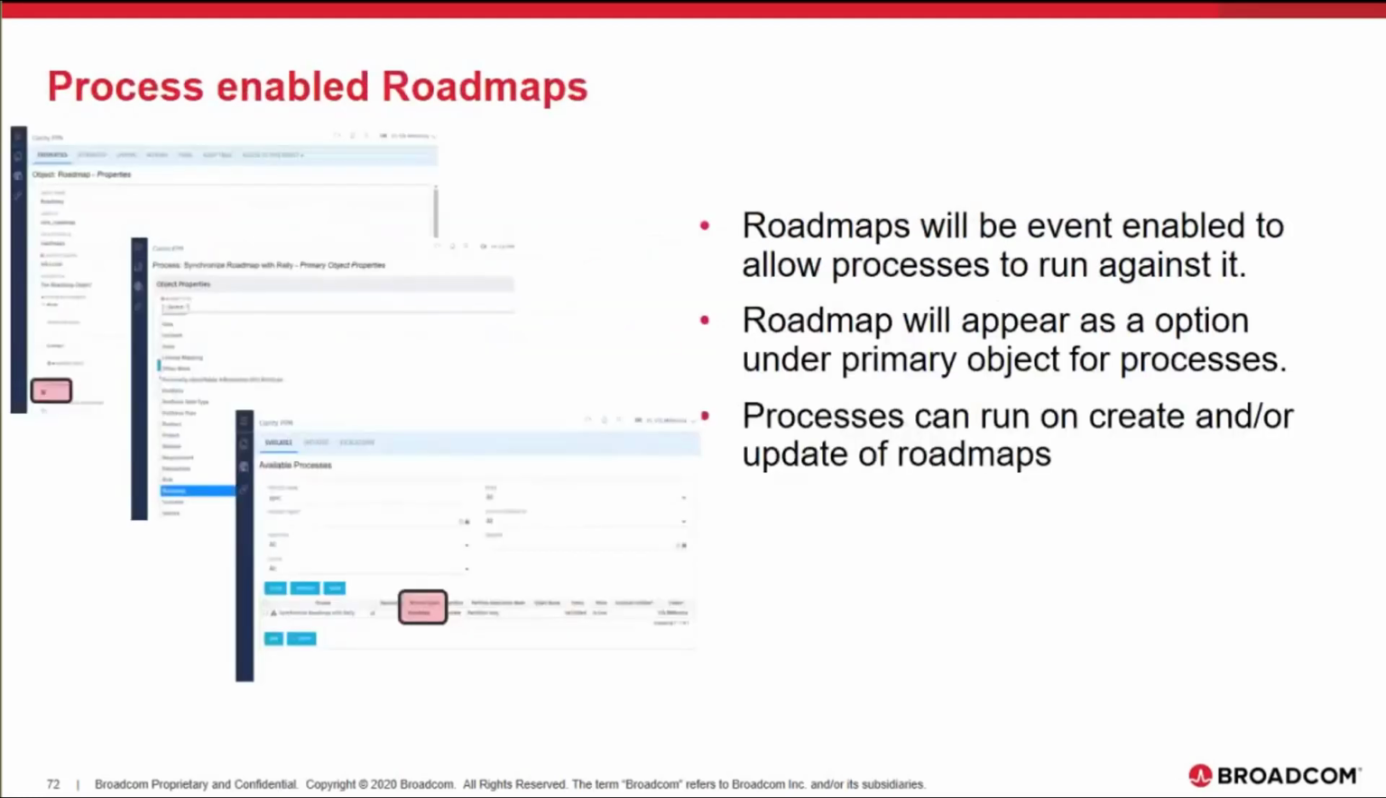For roadmaps, when you upgrade to 15.8, your roadmap will be automatically enabled for processes. So the event enable flag will automatically be checked. You do have the option to uncheck it, but by default, we will check it for you. The roadmap after that will appear as one of the objects you can select for building your process. And you can then run the process on either create or updating of the roadmaps itself.